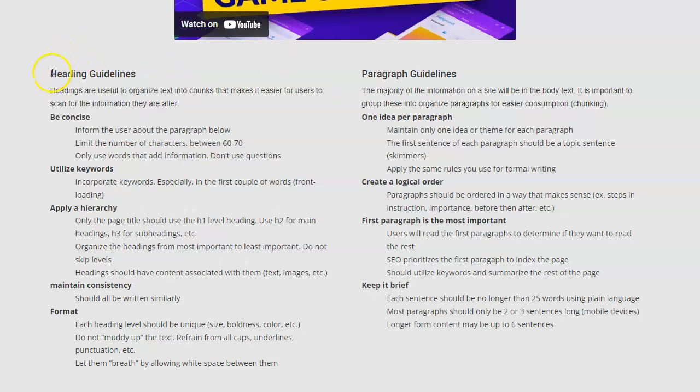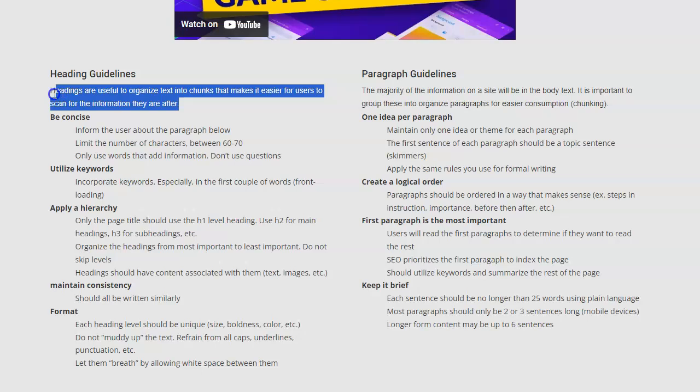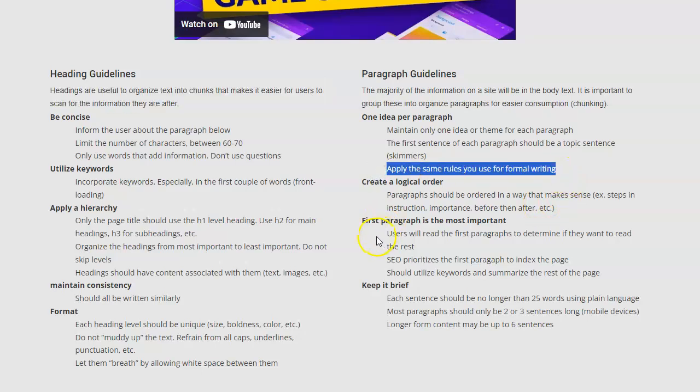So the first thing they're going to do is look at the heading and be like, oh, heading guidelines, that's what I was looking for. And then they're going to read that first sentence and determine that it's going to give them more detailed information, and then they'll really know that that's what they want to read. So it's really important to do that. Again, just apply the same rules that you would for formal writing.